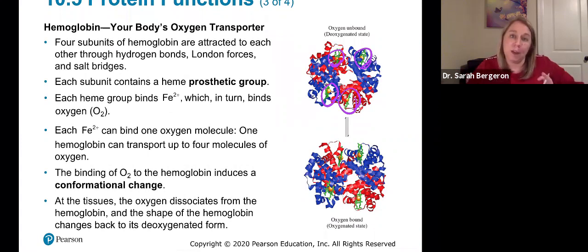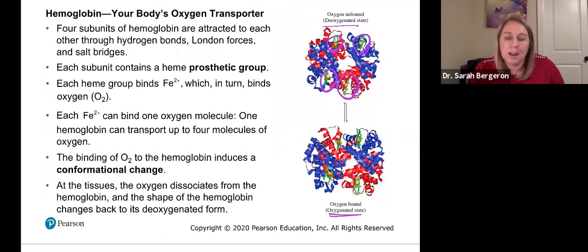You want to drop it off, right? And there are certain parts of the body where you want to pick it up. So I want to pick up oxygen in the lungs, and then I want to take that oxygenated blood all the way down to, let's say, my toe, and drop it off. When you pick up the O2 in the lungs, you'll have one conformational change. When you drop off O2 in another part of the body, you'll have a different conformational change. That's the oxygenated and the deoxygenated state. Oxygenated has O2 bound, deoxygenated does not.